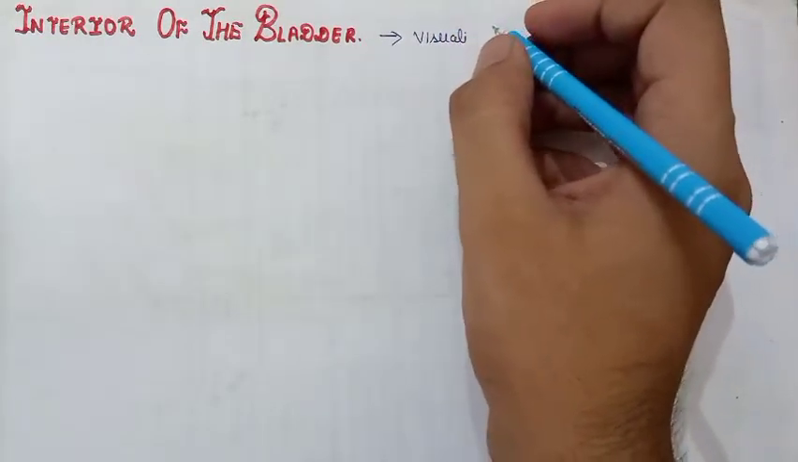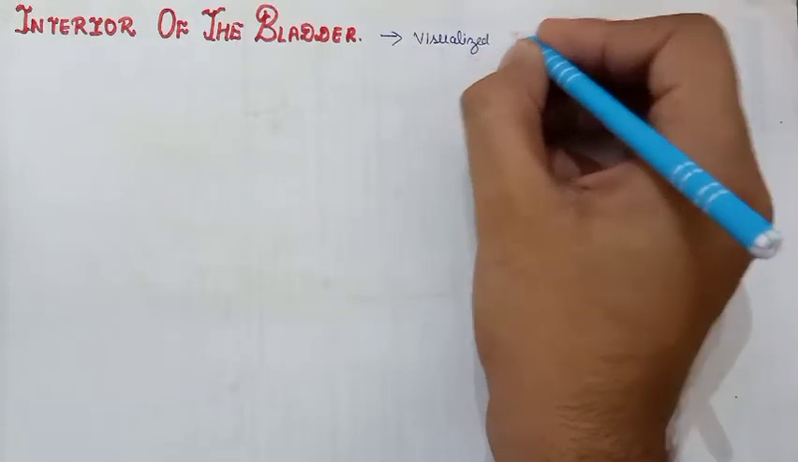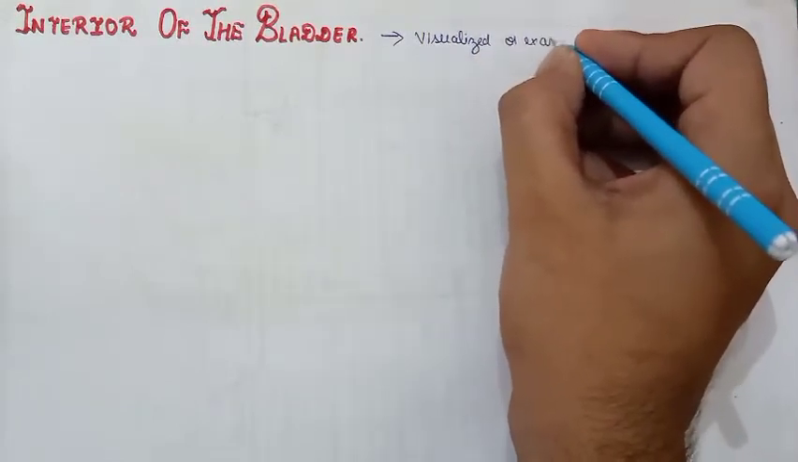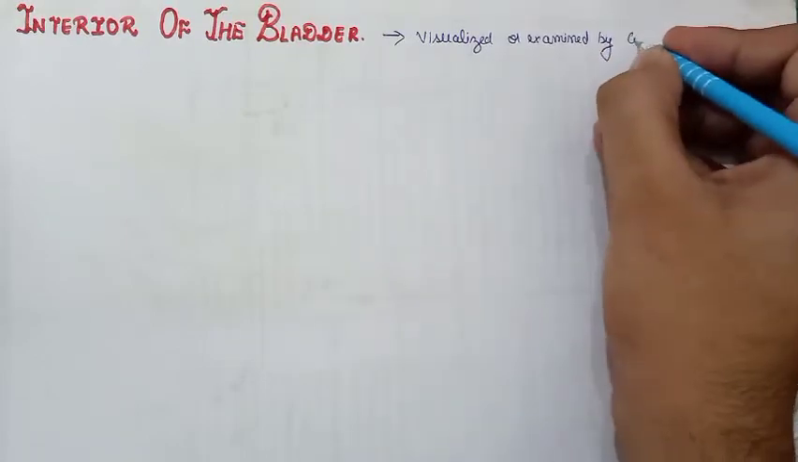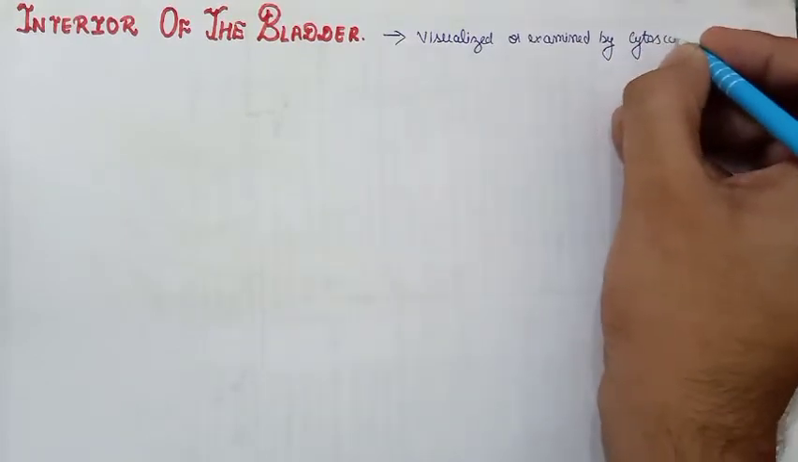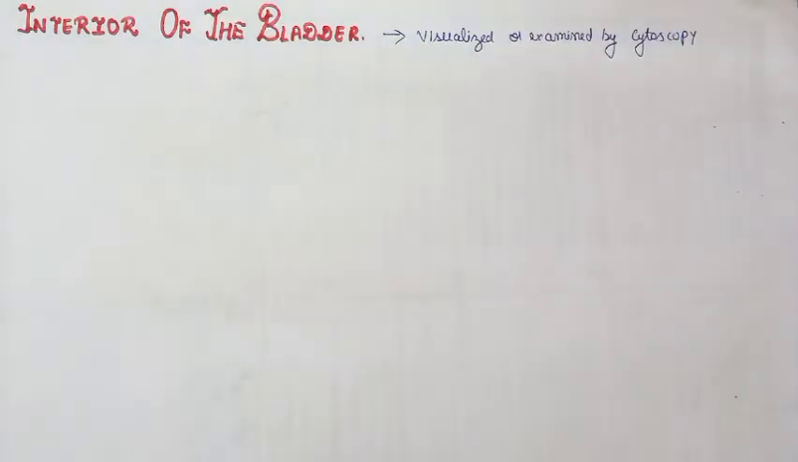So the interior of the bladder is visualized or examined by cystoscopy. The other possible ways are autopsy and at operation.